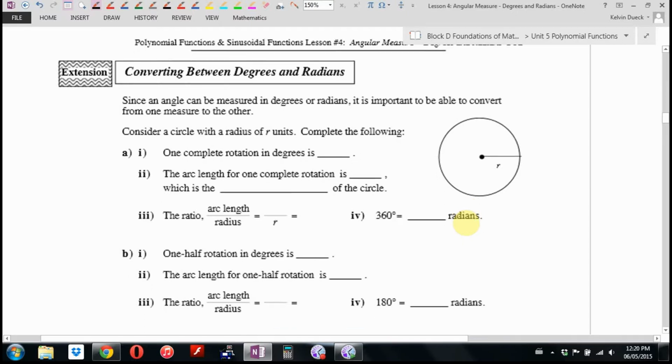Read along with me, Taylor. It says this. 1 complete rotation in degrees is, I know this, 360 degrees. You okay with that? Then it says, part 2, the arc length for 1 complete rotation is, I'm going to tell you what it is. It's the circumference of a circle.